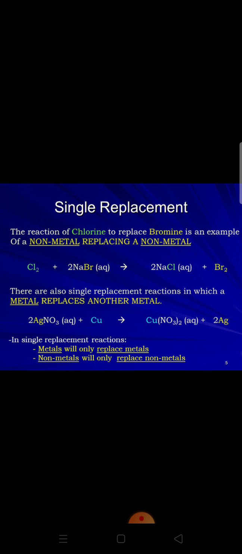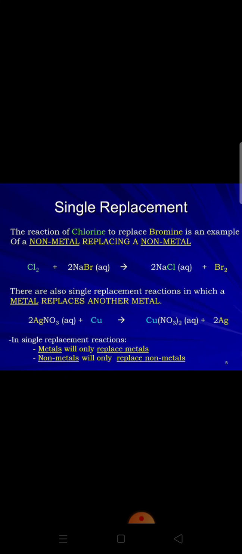Few more examples are there. In the first reaction, we can see sodium bromide reacts with chlorine and forms two new compounds. These are sodium chloride and bromine. So in this reaction, chlorine will take the place of bromine and form a new compound, sodium chloride. So this reaction is single displacement.